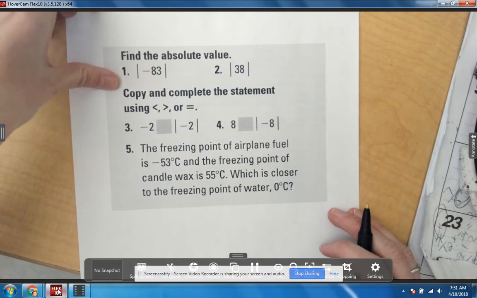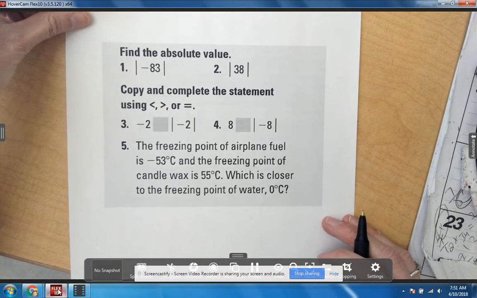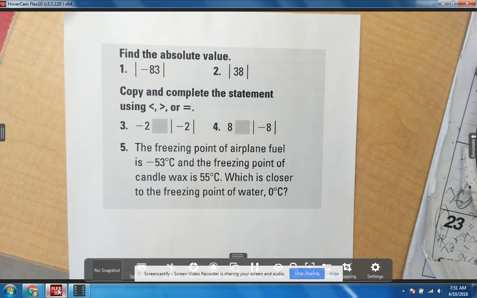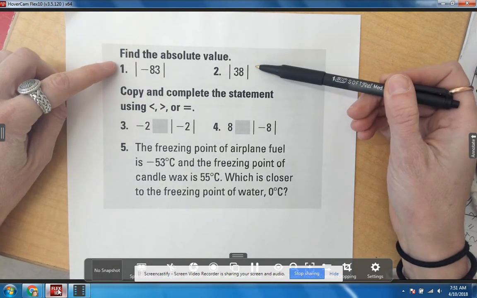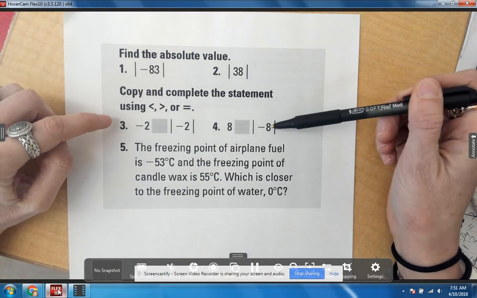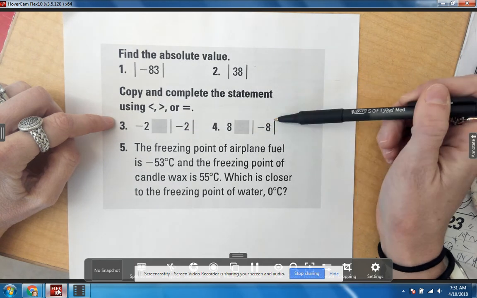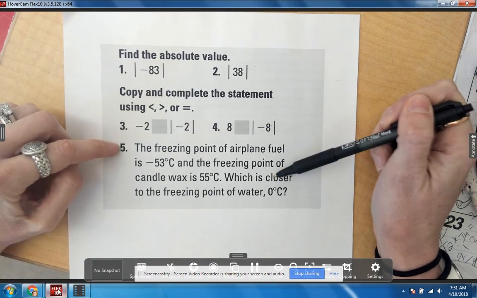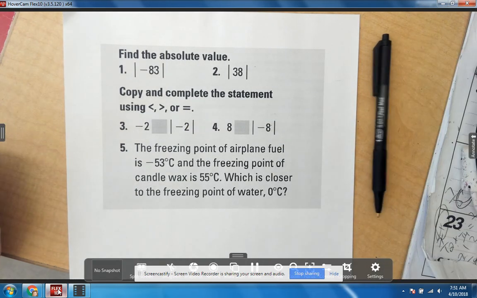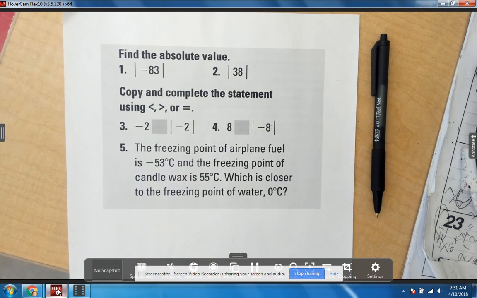And this is your final problem. So you're just going to do these 5 as kind of like your ticket to leave. So find the absolute value, make them positive. Do a greater than, less than, or equal sign. Make sure your absolute values become positives first. See if you can answer number 5. Make sure you do these on the back of your notes, and you are all set.